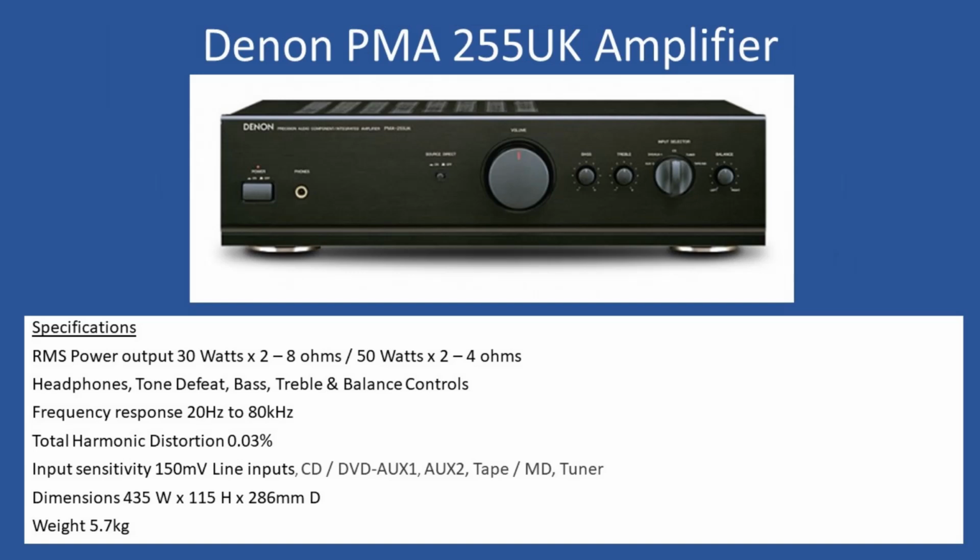All of the inputs are what we term line, so that means you cannot connect a turntable with either a moving coil or moving magnet type cartridge. The inputs it supports are CD/DVD, AUX 1, AUX 2, tape, MD/tuner. Overall dimensions are 435mm wide, 115mm high by 286mm deep, and overall weight for the amplifier comes in at 5.7 kilograms.